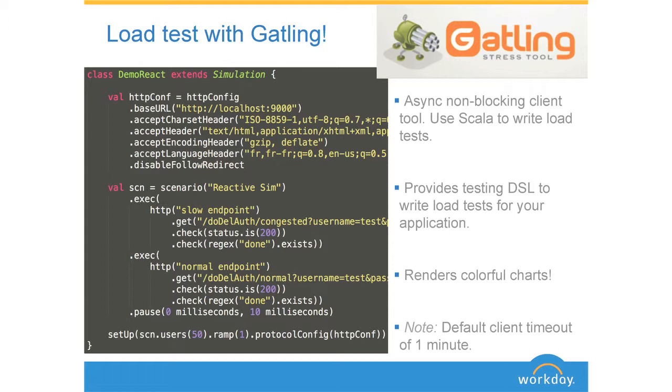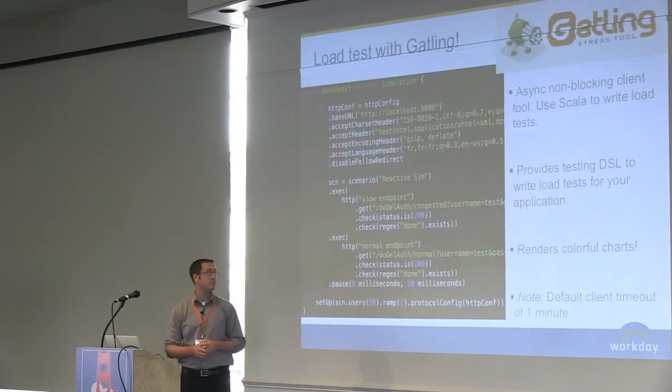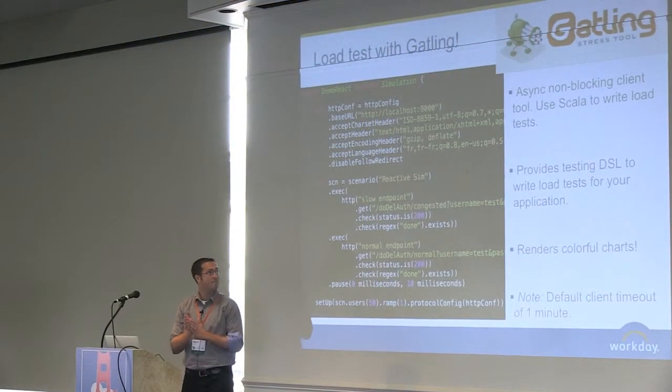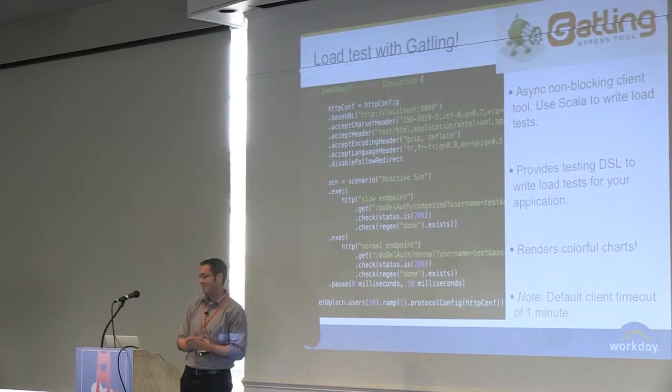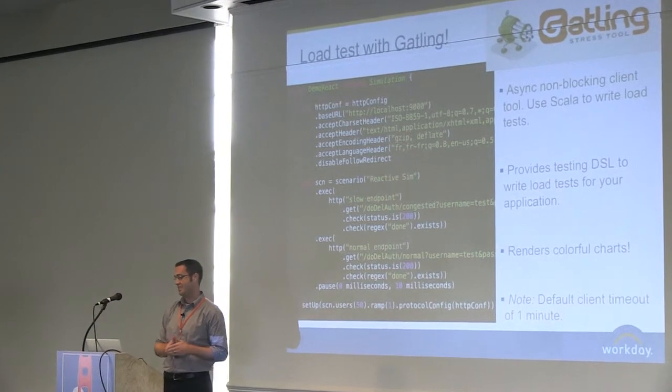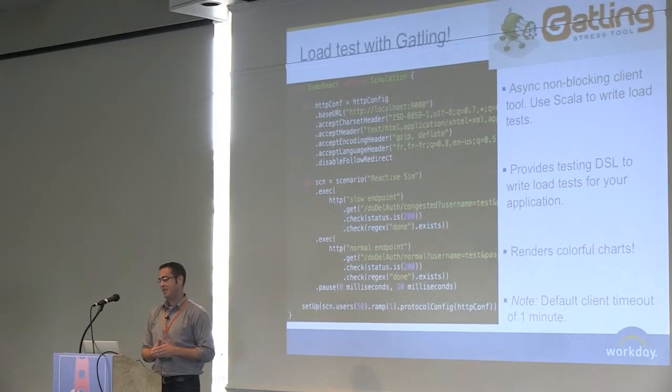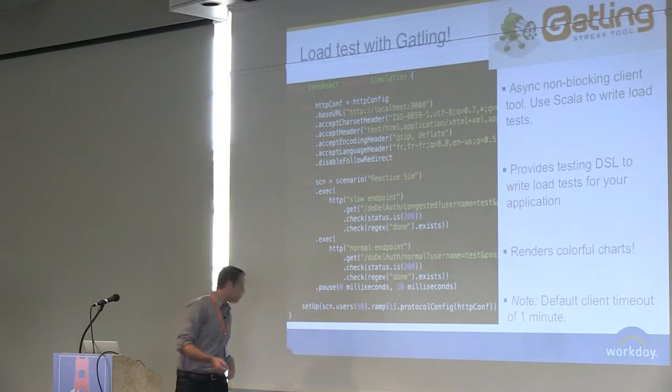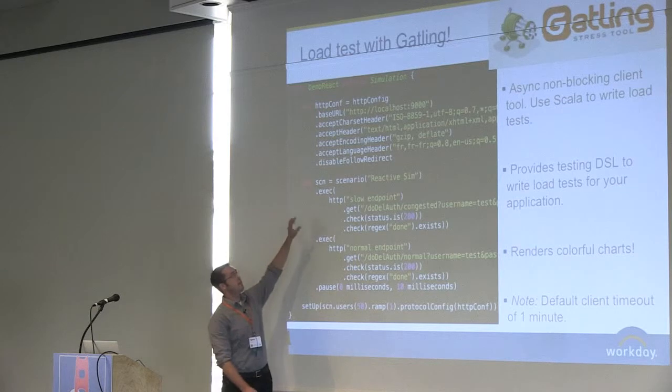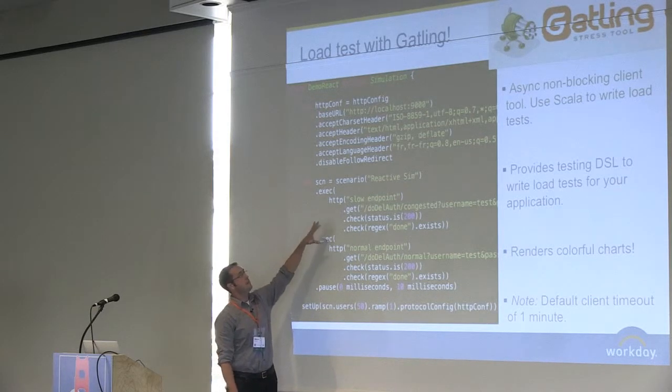Gatling's a wonderful open source tool that allows you to use Scala to define load tests for your application. It uses asynchronous HTTP client and Netty libraries as well to send out those requests. And it provides a really nice fluent DSL to write load tests for your application. So basically what you're able to do is define a scenario. You can define HTTP requests.